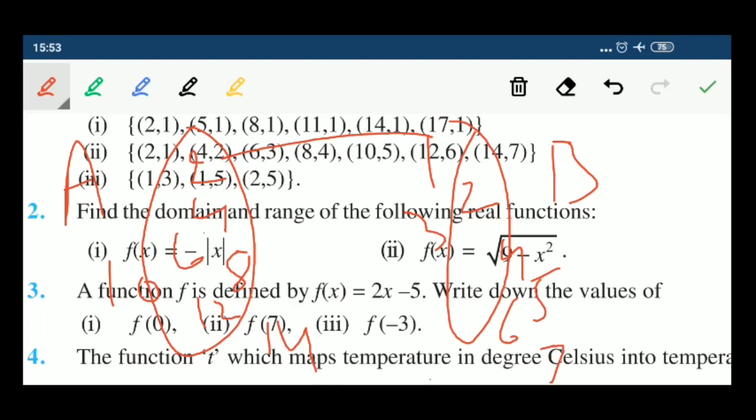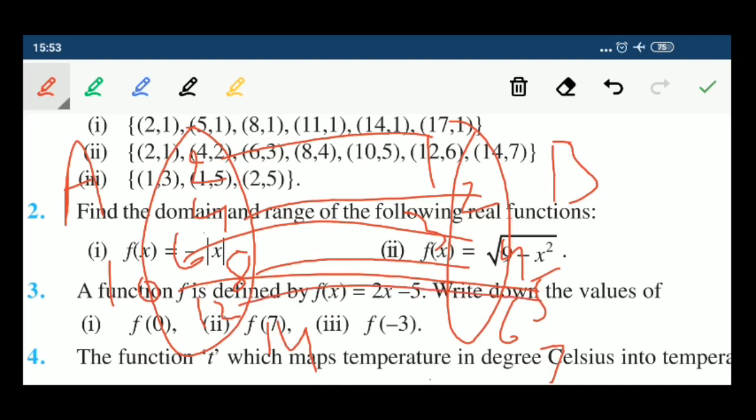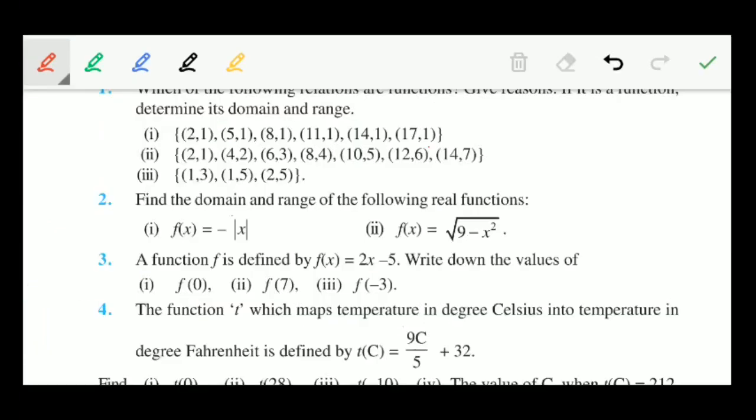Because every element of set A has a corresponding image in set B. So that's why 2 has the corresponding image 1, 4 has 2, 6 has 3, 8 has 4, 10 has 5, 12's corresponding image is 6, and the corresponding image of 14 is 17. So every element. Now I am going to find the domain and range of the first and second part.